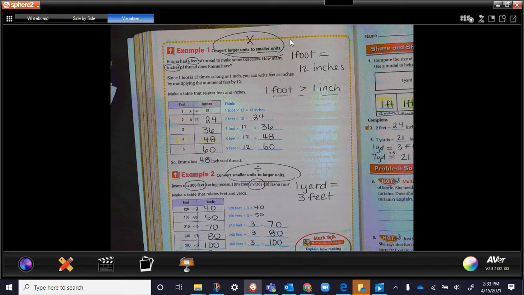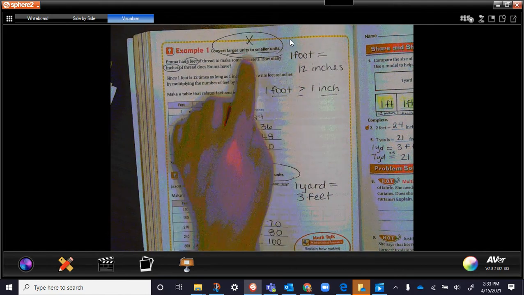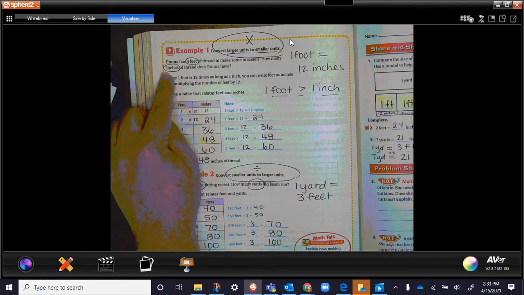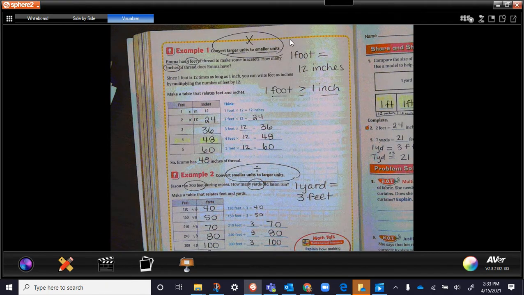When you're moving from a larger unit to a smaller unit, we're using multiplication. So we made a note up here. It says Emma has 4 feet of thread to make some bracelets. How many inches of thread does Emma need? The first thing, you need to identify what the units are that you're using. Here we're using feet and inches. Then we go to the reference we wrote down in our notebook, and it's also in your reference materials.